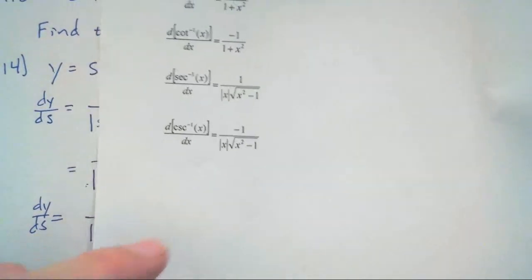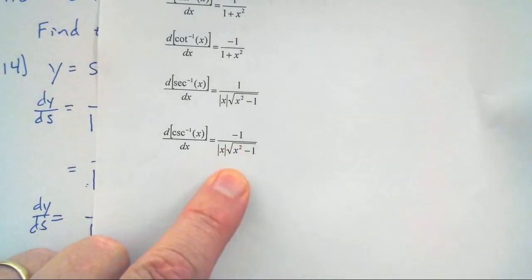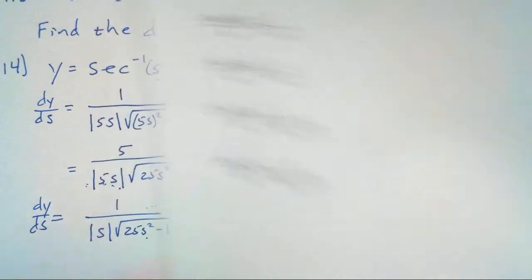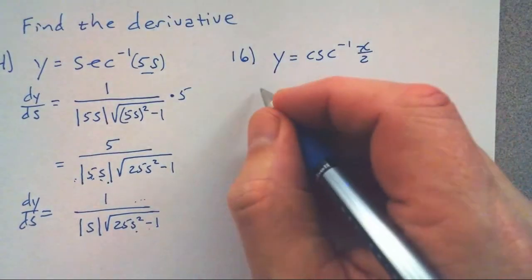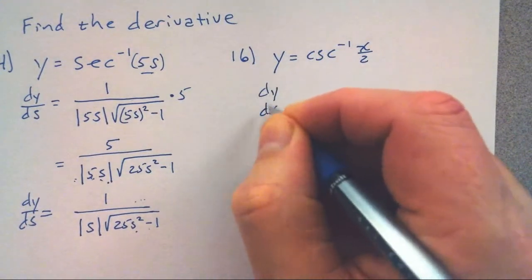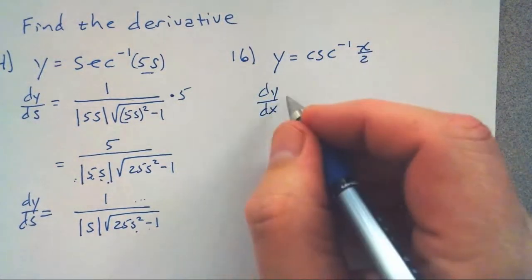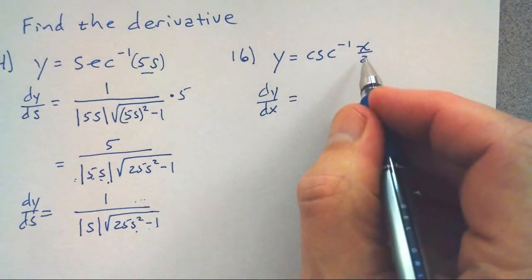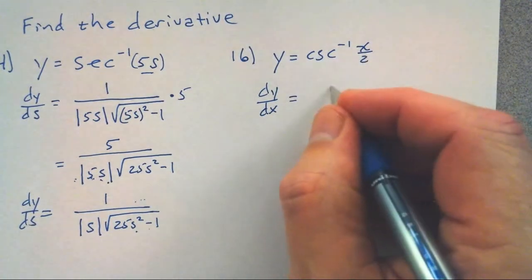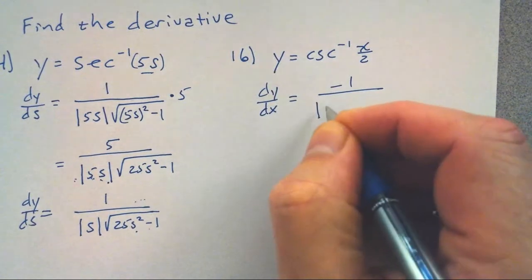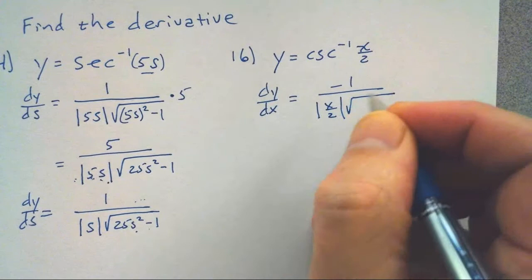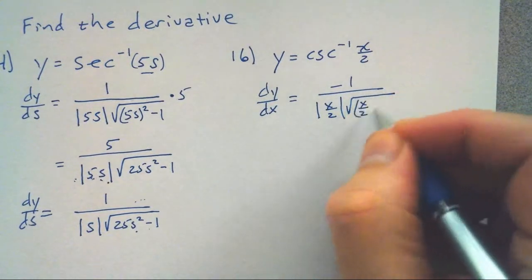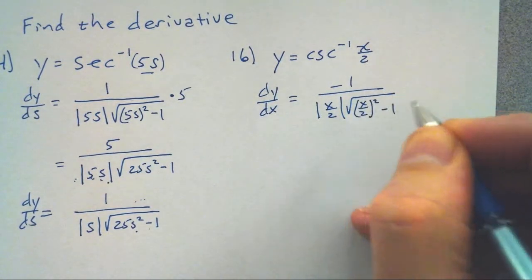Okay, so cosecant inverse's derivative is very similar to secant, other than it is the opposite of it. So hopefully we get out of this one in about the same number of steps. So this is going to be a dy/dx, the derivative of function y with respect to x. And if this was plain old x, our derivative would be negative 1 over the absolute value of x, but it's x over 2. If it was plain old x, it would be x squared, but it's x over 2, all of it squared, and minus 1.